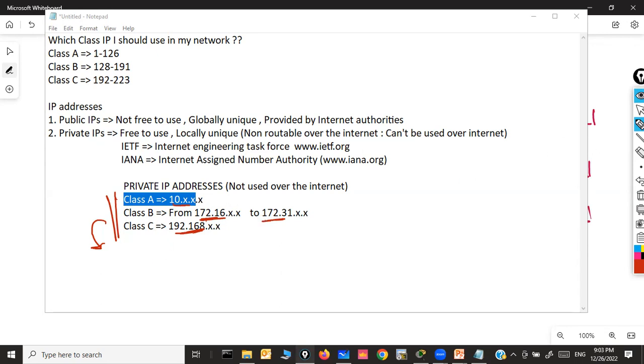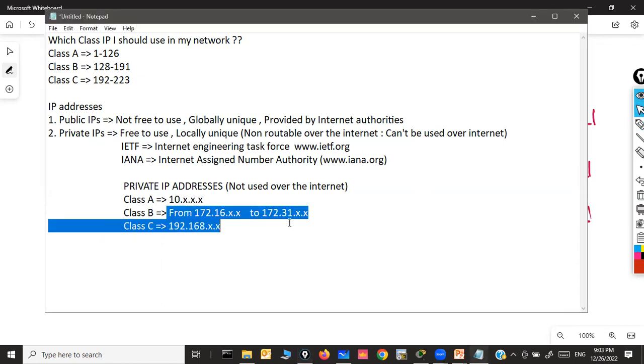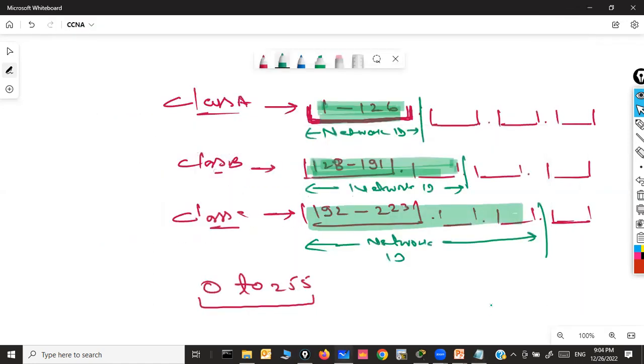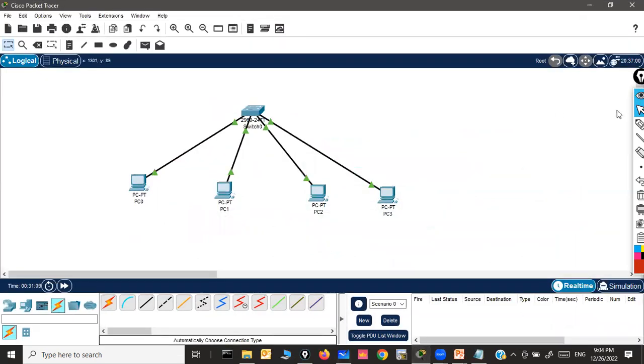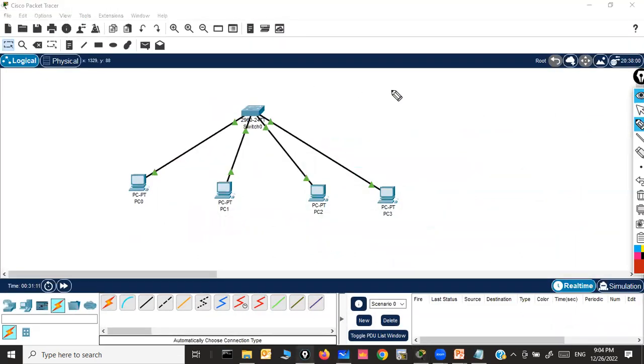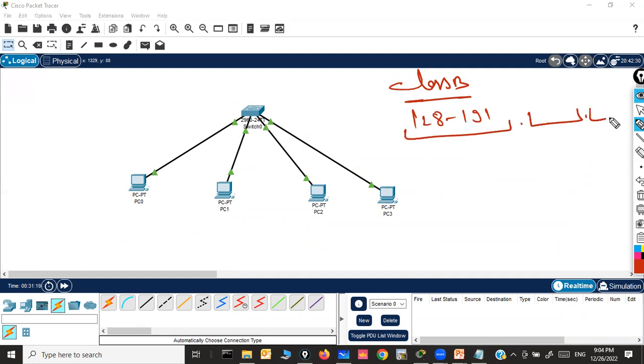So now, if I have decided to go with a class B address in my network, definitely I should not use just any address. Even class B has a very wide range, any value from 128 to 191 in the first octet.